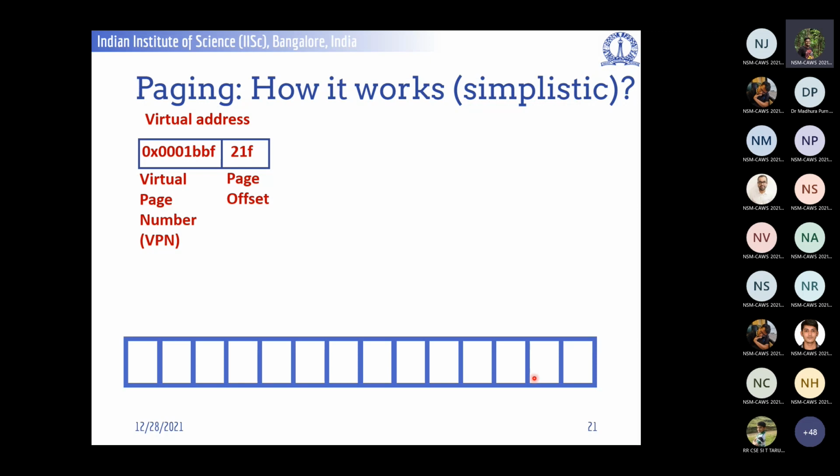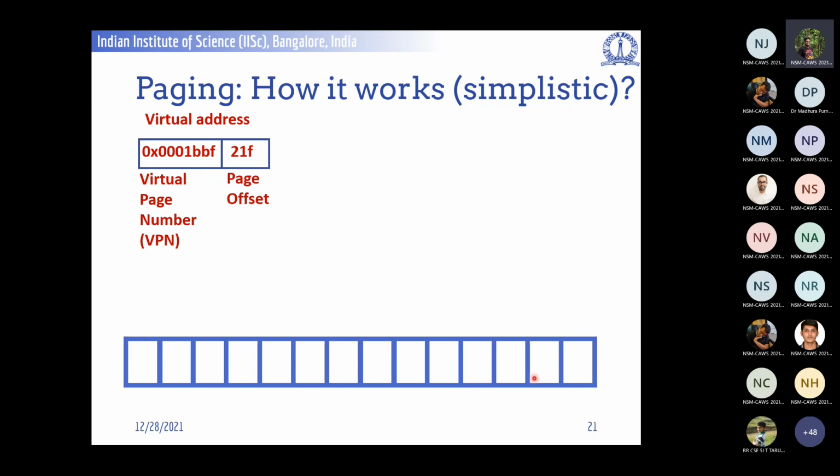Now, the virtual address has two parts. One is the page offset, and another is the virtual page number. So the page offset is dependent on the page size. Let us assume the page size is 4 kilobytes, which is typically the standard. Then the least significant 12 bits would constitute the page offset, and the other bits, the most significant, whatever is left, is called the virtual page number.